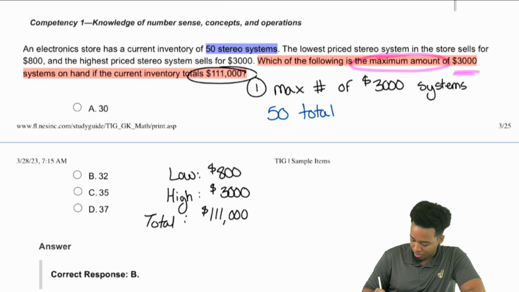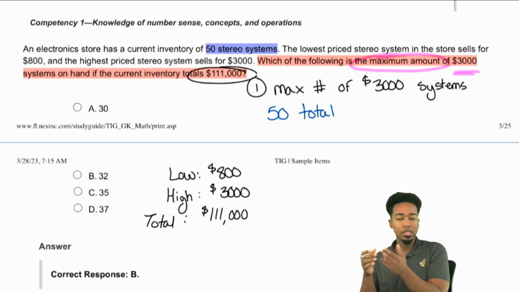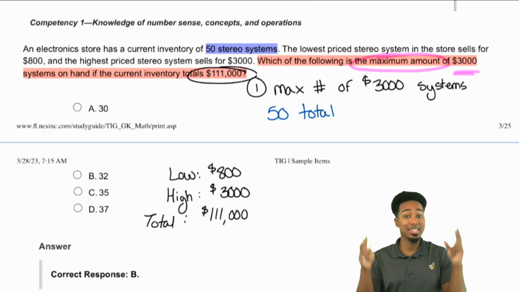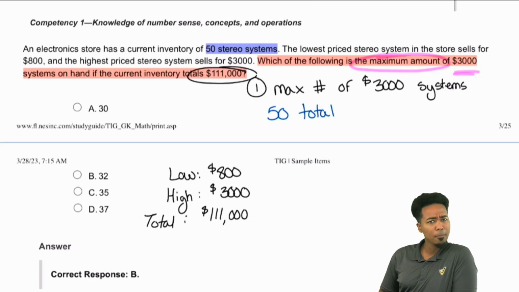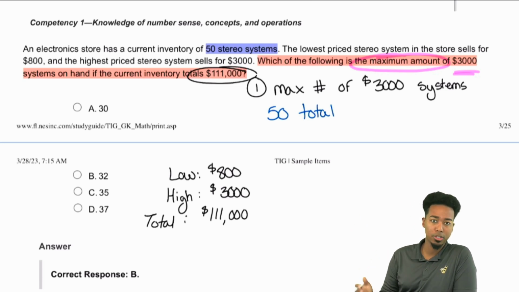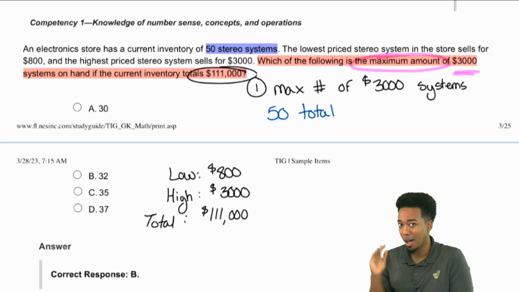A lot of the times when you have two pieces of information that are being included in multiple relationships, typically what you would resort to is a system of equations. But that's going to be in competency 3, not competency 1. And obviously you may not know that while you're taking the test, but in case you didn't know, your test is going to be in order from competencies.